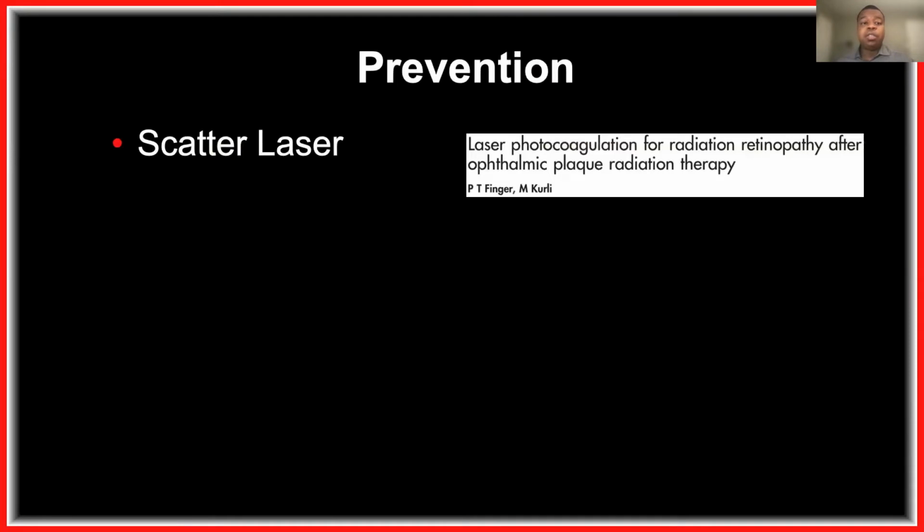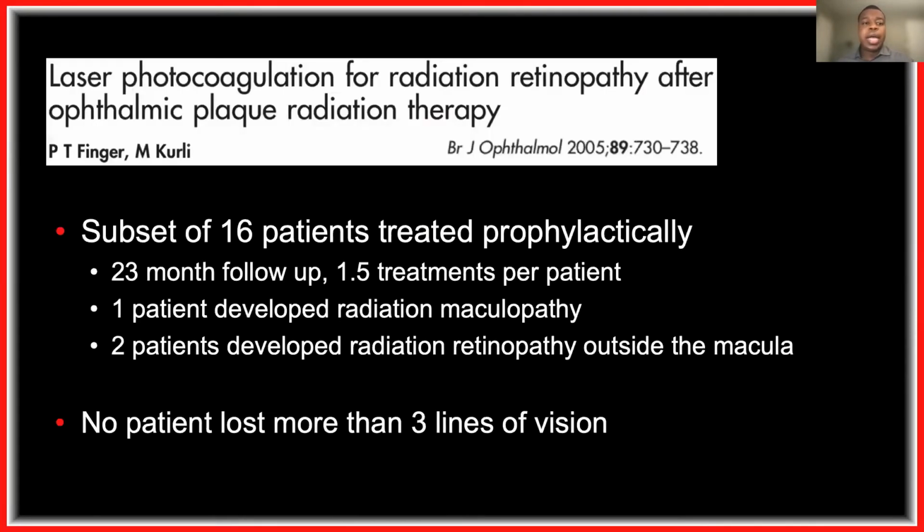Looking at prevention of disease, scatter laser has been assessed. Again, Paul Finger et al. looked at 66 patients that had uveal melanoma and specifically focused on a subset of 16 patients that had prophylactic treatment. Only one of the patients developed radiation maculopathy, but 2 patients developed retinopathy outside of the macula, and no patient lost more than 3 lines of vision. However, there were only about 2 years worth of follow-up, and we know radiation retinopathy can continue to develop afterwards. So this is something to keep in mind.